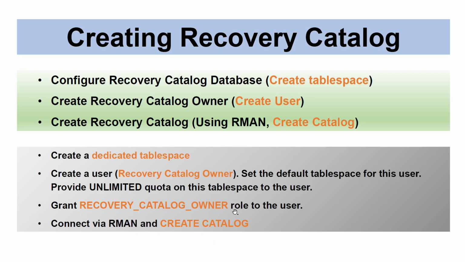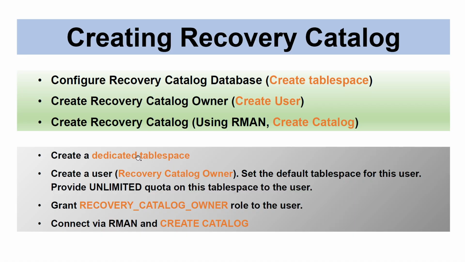Grant the recovery catalog owner role to the user. Just one role is enough. You don't have to grant connect, create resource, etc., because this particular role will give all of those permissions. And then finally, connect via RMAN and run create catalog.